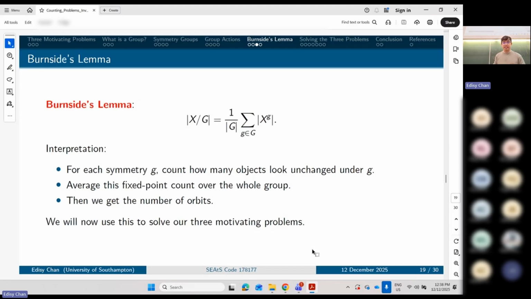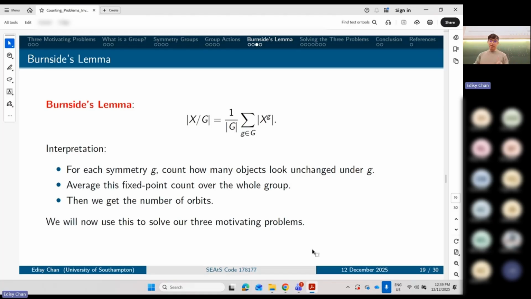So basically the interpretation here is, for each symmetry, for each group element, we try to count how many objects look unchanged under this, okay? So we are actually counting how many fixed points there are for the G, all right? And then we sum them. For each G, we do this, and then we take the sum of them. And then we average this over our group. So like our group has 10 elements, for example, and then we divide by 10, okay? And this will give us the number of objects.